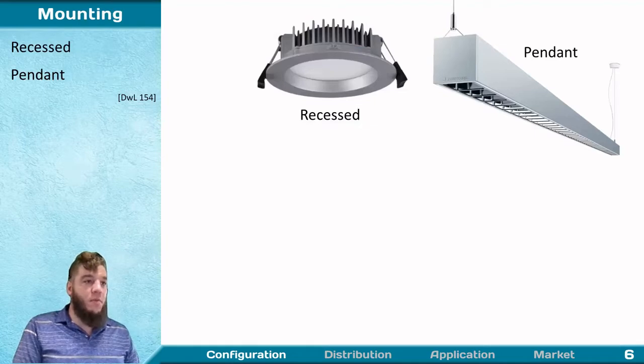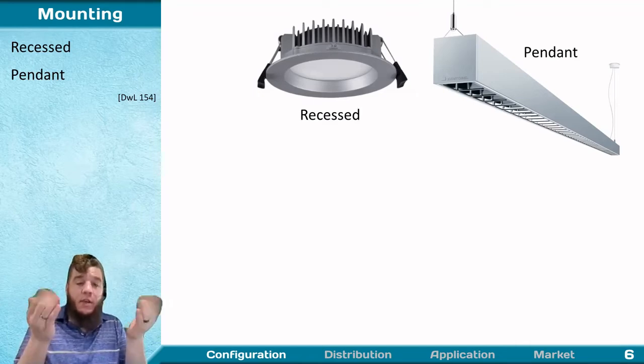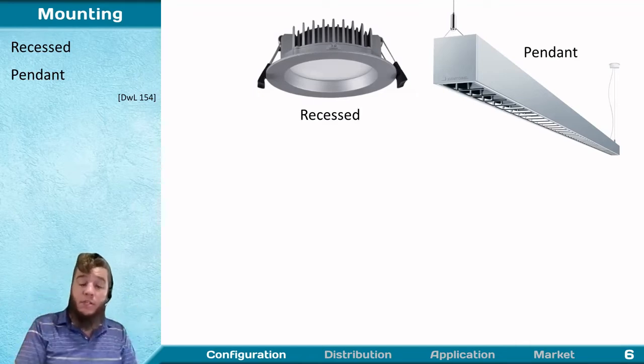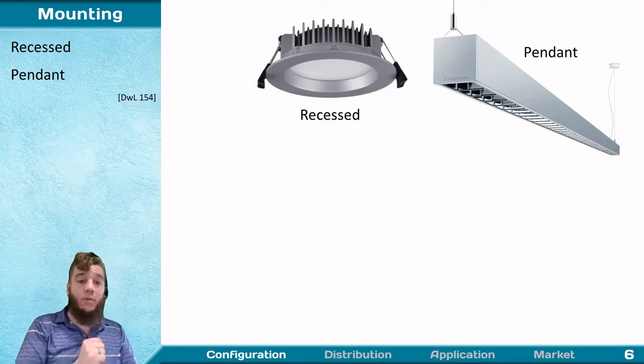Mounting types. There's a variety of mounting types that we utilize throughout architectural lighting designs. The most common are going to be recessed and pendant mounts. Now, recessed is probably the most standard. It's elegant because most of that luminaire is hidden within the ceiling, so you only have to have one finished face on your luminaire. You don't have to have the whole package with finished exterior surfaces.